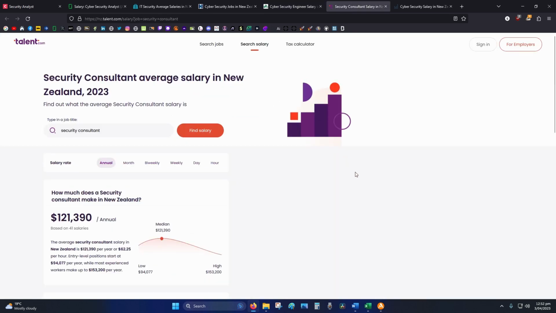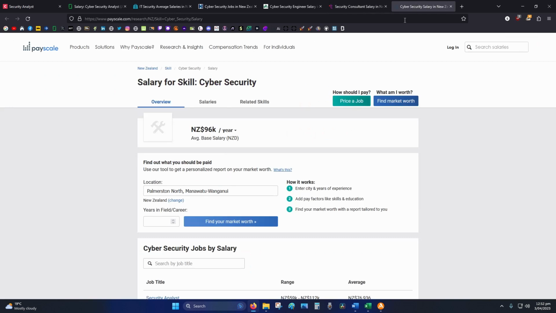talent.com 121k for security consultant in the IT industry, cybersecurity based on pay scale, 96k starting out.